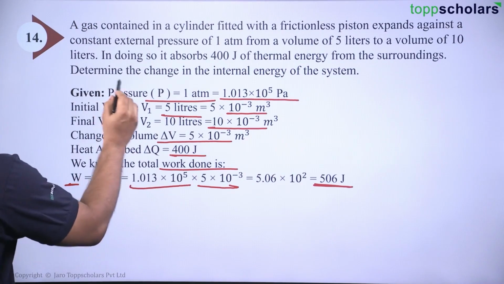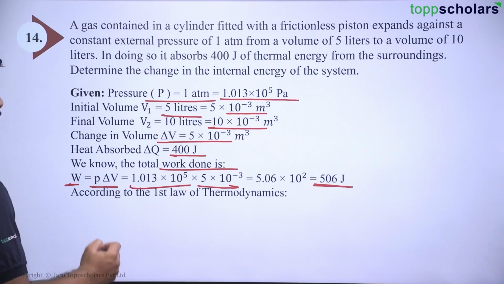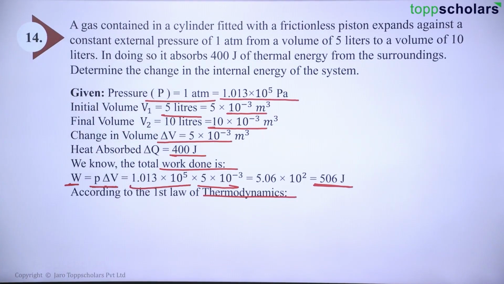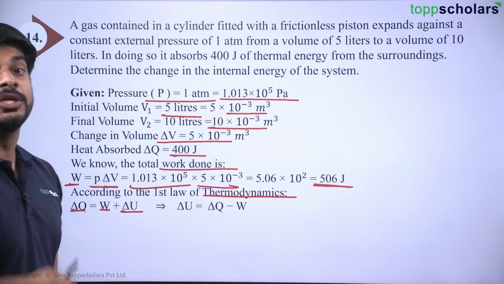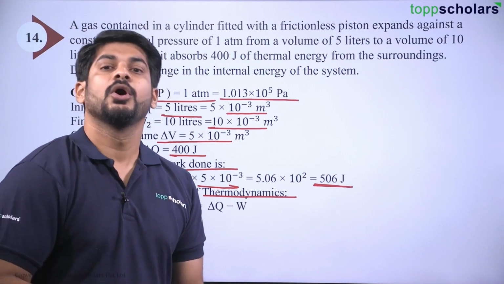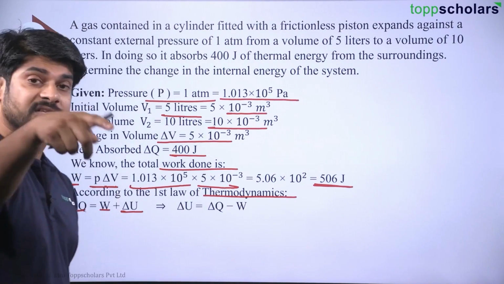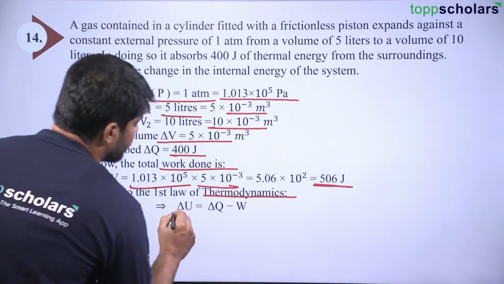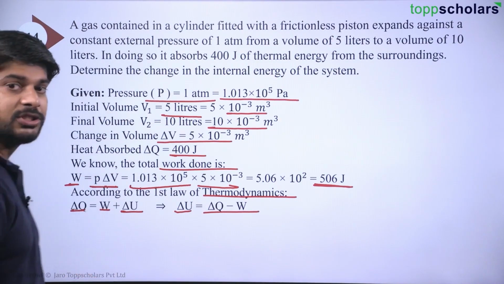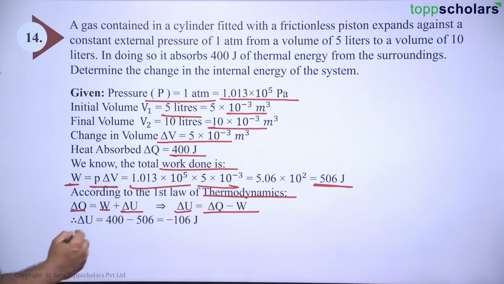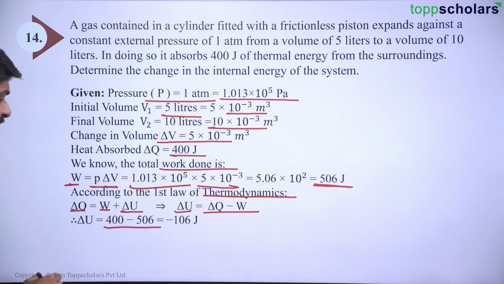Okay. Now the thing is, we have to determine the change in internal energy of the system. According to the first law of thermodynamics, we know delta Q is equal to W plus delta U. That means the heat that has been given to the system or lost by the system is equal to work done plus the change in internal energy. So therefore, change in internal energy is delta Q minus W. Okay, so we have this simple formula with us now. Delta U over here is going to be equal to 400 minus 506, isn't it?